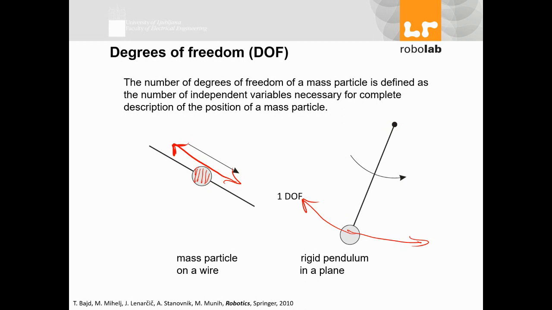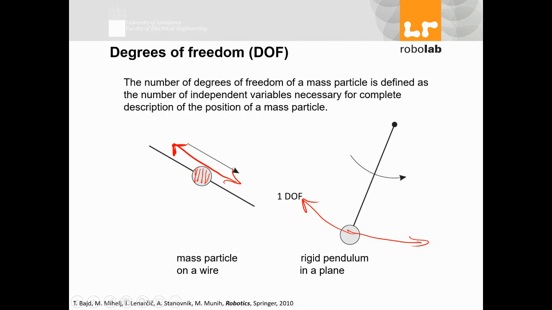For example, if I have a bundle like this, I've joined one side, it can move only like that. So it will be 1 degree of freedom. The number of degrees of freedom of a mass particle is defined as the number of independent variables necessary to complete description of the position of a mass particle.